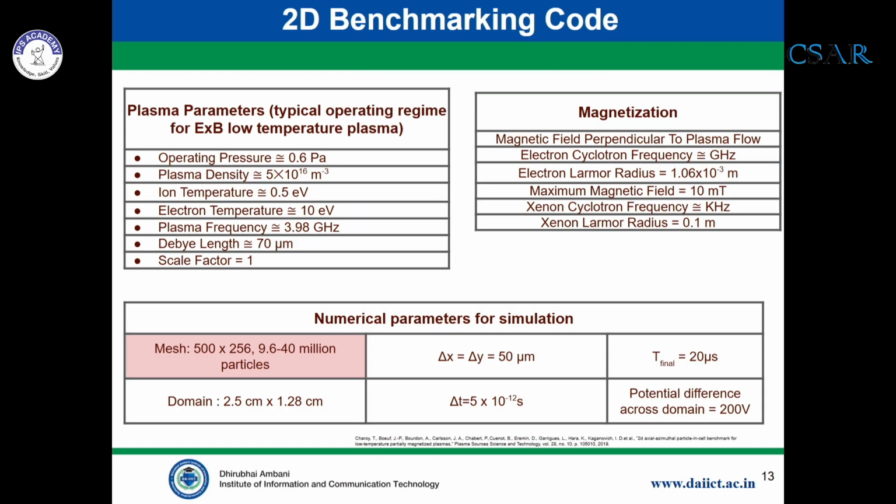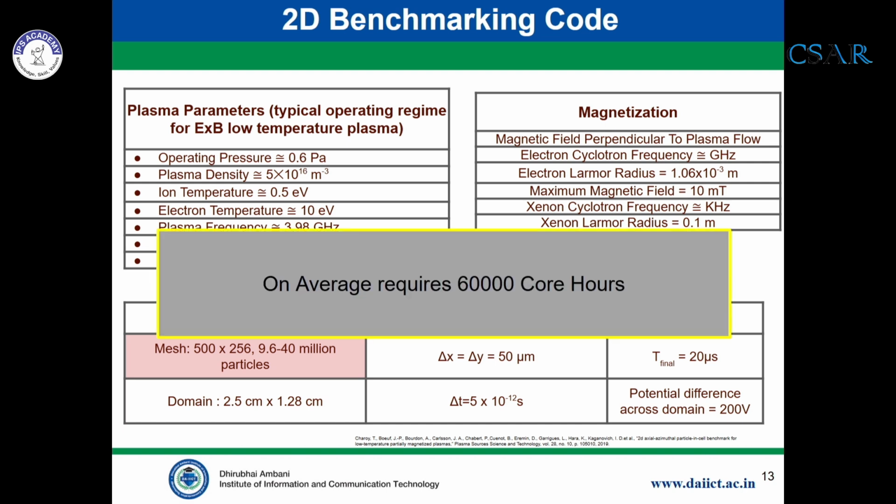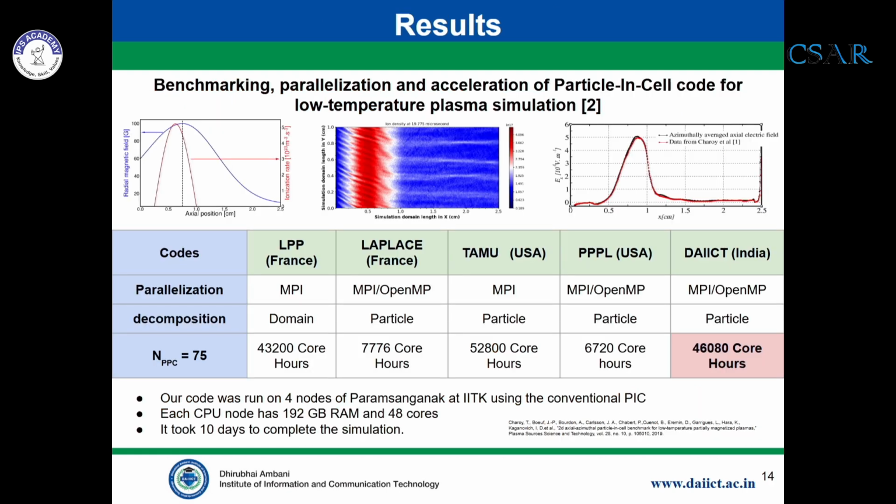So I'm running short of time, so I'll just show the effect of this benchmark code. It requires around 40 million particles, and on average, these 7 international groups required 60,000 core hours, and this is where we stand. From our in-house parallel PKMCC code, we got around 46,000 core hours, which is comparable to LPP France and TAMU USA.